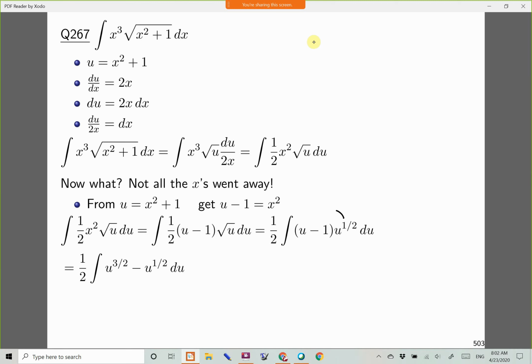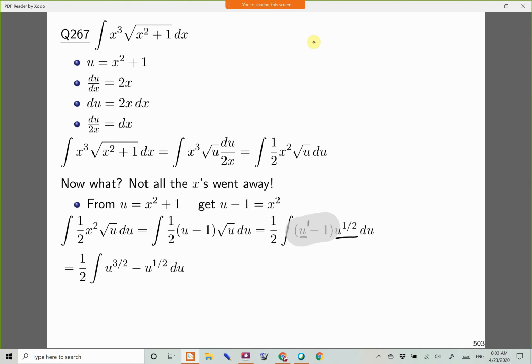And so when you distribute u to the 1/2 times a u, and you distribute u to the 1/2 times a 1, you have, first of all, u to the 3/2, right? So you're multiplying things with the same base. You need to add the exponents. So when you multiply this u times the u to the 1/2, you're adding the exponents, the hidden exponent of 1 here to the exponent of 1/2, and 1 plus 1/2 is 3/2.